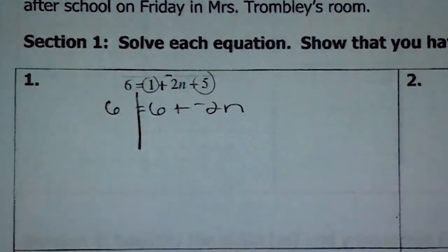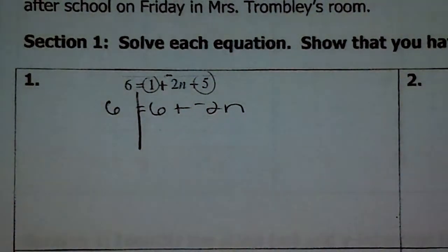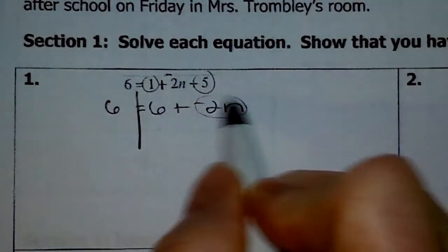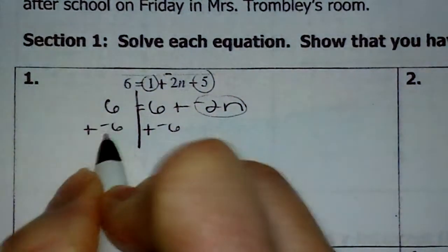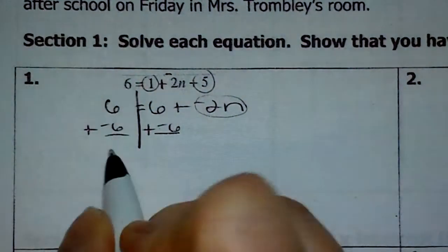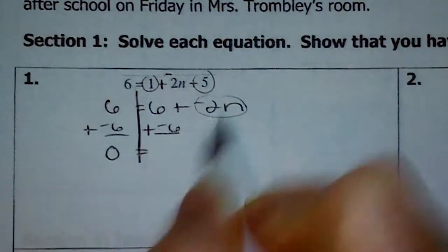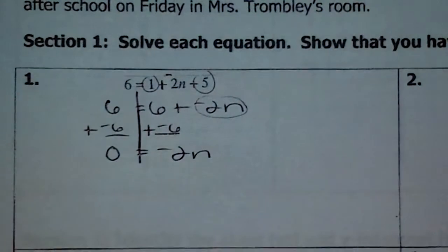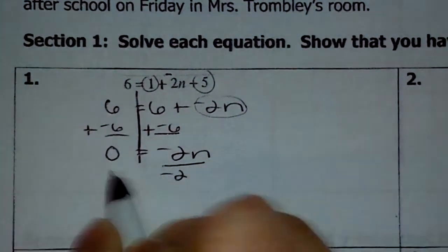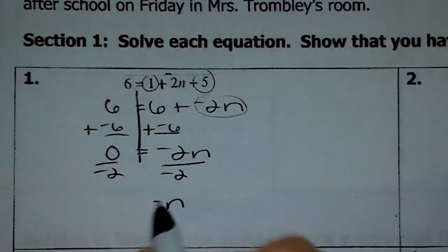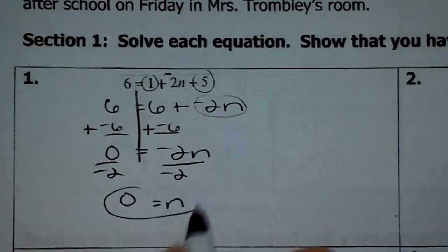And what I have here is just a 2-step equation. So I want to get the variable term by itself. I'm going to get rid of that 6 by adding a -6. 6 plus -6 is 0. Negative 2n is left. Now I have a number multiplied by the letter. To undo multiplication, we divide, and we get n equals 0.